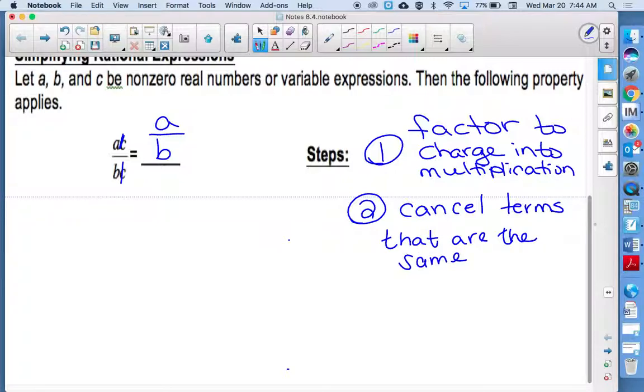Any term on the top with the term on the bottom is going to cancel. It has to be on the top versus the bottom, and they must be identical. The whole term must be the same, the whole quantity.